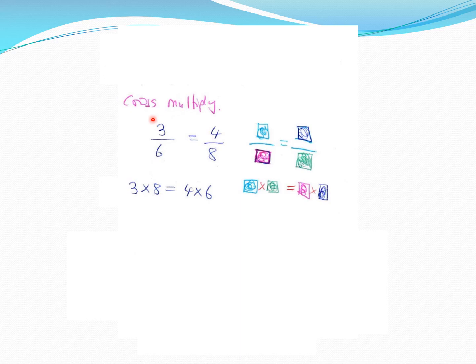3 times 8, we're saying, is the same as 4 times 6. That's 24 equals 24. So this cross multiply always works for a fraction. Something over something equals something over something. So blue by that green is equal to the purple by the darker blue. Cross multiply. So that's a very important technique.